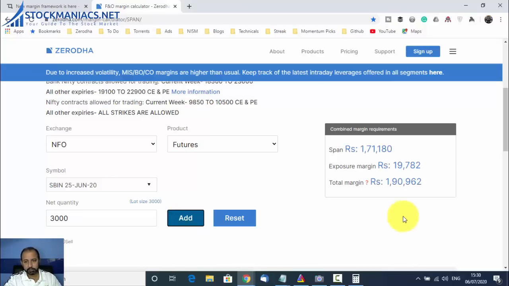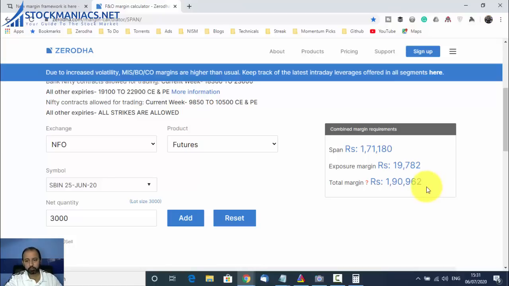Let us add. So the total margin, you can see the span margin, the margin required by exchange, that is 1,71,180, and the exposure margin is rupees 19,782. This is charged by Zerodha. So the total margin required is rupees 1,90,962. So that is huge. A normal trader cannot pay this margin. A small trader will not be able to pay this much of margin.